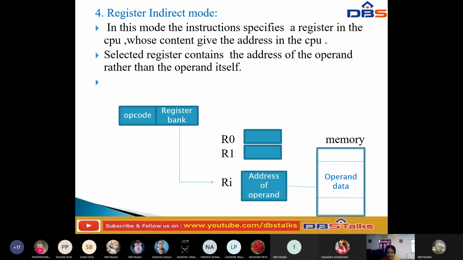This is the explanation of the diagram. It needs one memory access and one register access to get the operand data. The advantage of the register indirect mode is that the address field of the instruction uses fewer bits to select a register than would be required to specify a memory address directly. So this is called the register indirect mode.